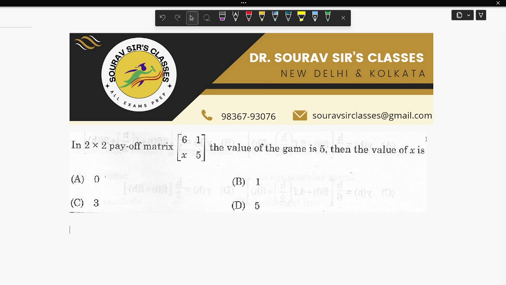So now we are going to solve a mathematical problem which appeared in the PUMDET in the year 2024. The question is telling us that in a 2 cross 2 payoff matrix, the matrix is 6, 1, x, 5, the value of the game is 5, then the value of x is what? There are four options here: 0, 1, 3 and 5.